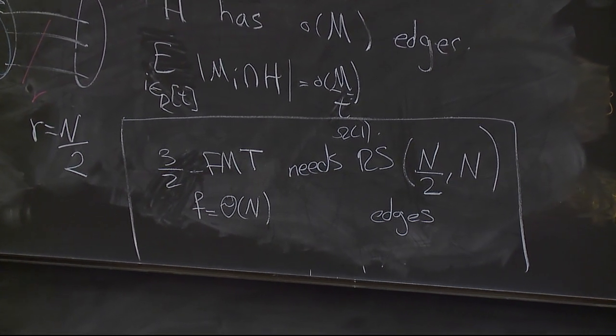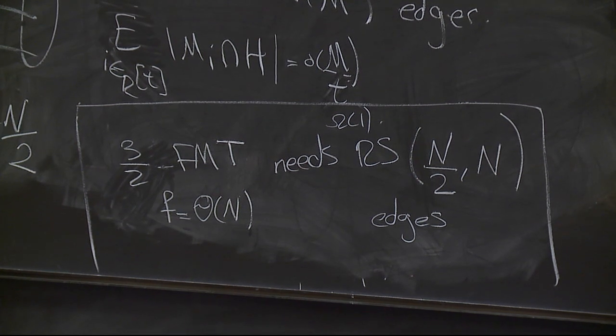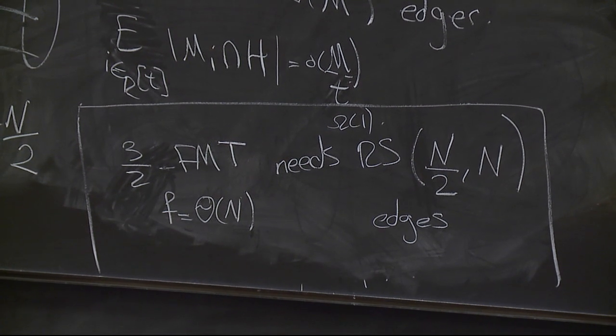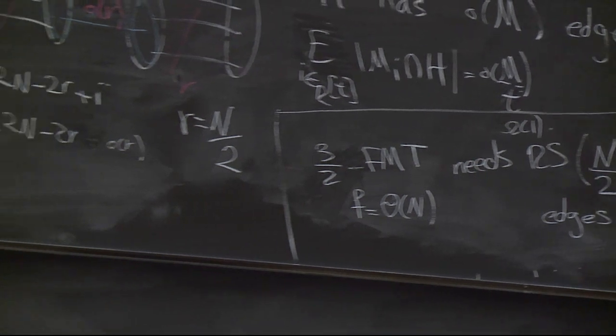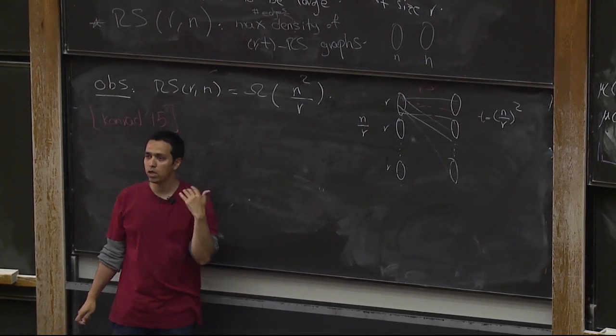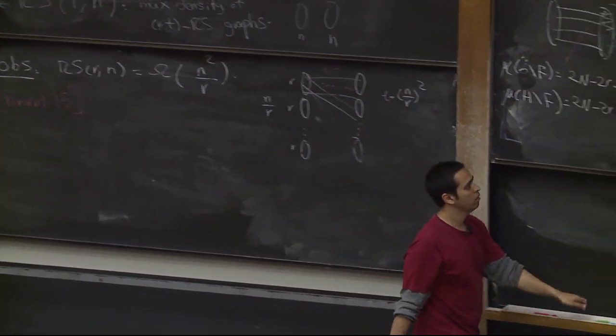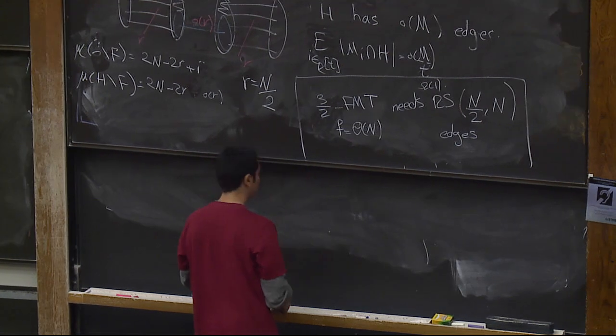Okay, good. Now let's plug in this bound. What do I get if I plug in that bound? It's just going to tell me that I need omega n edges. No? So it's a trivial bound. So here.